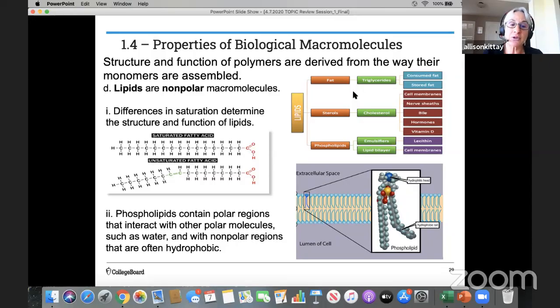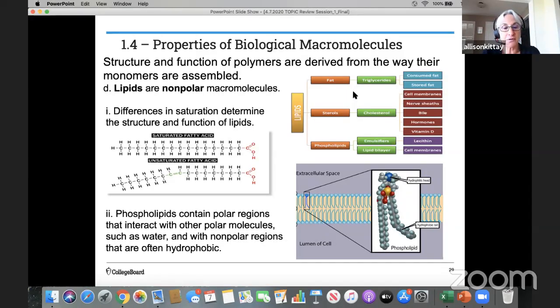The unsaturated fatty acids do have double bonds. You can see that that is indicated by the green portion of that molecule, which means that they're a little bit more flexible. You can also have polyunsaturated fatty acids, which have more than one double bond. These tend to be your plant fats and or oils. They tend to be liquid at room temperature.